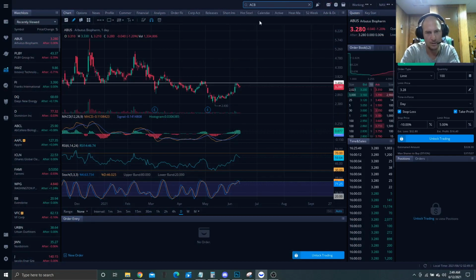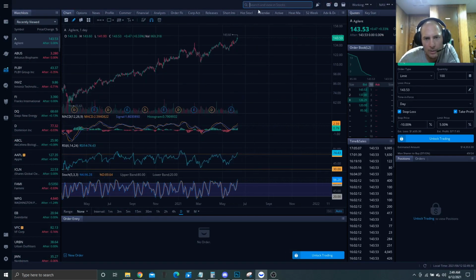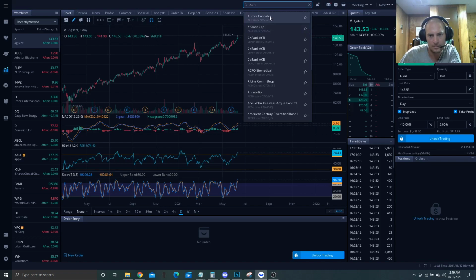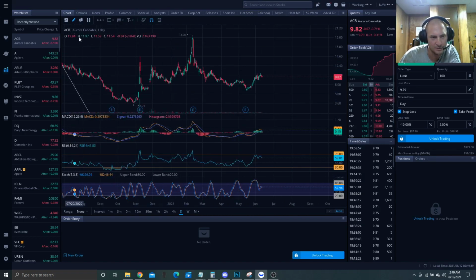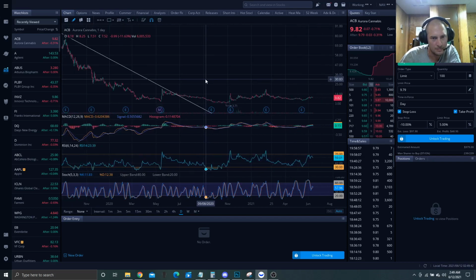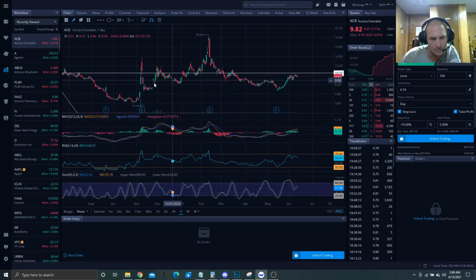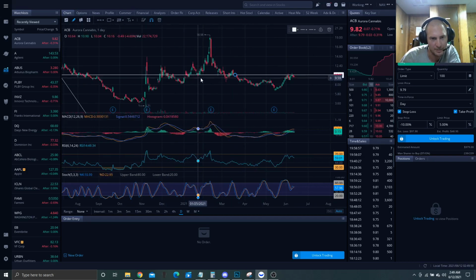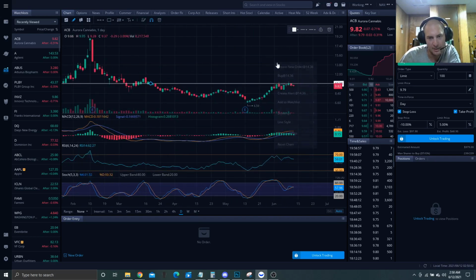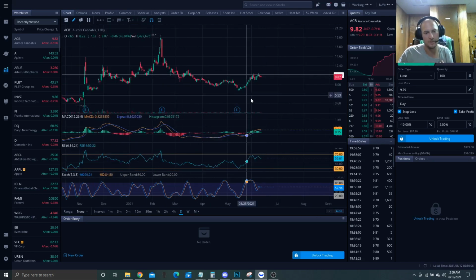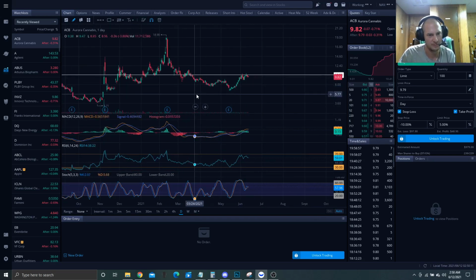ACB. Whoa, wrong ticker. That's Aurora Cannabis. I was actually in this recently. So this is the level we were looking at. Bounce here, roughly around in this area. Right, and then our targets would be roughly here, so that we could get a good, decent risk to reward ratio for that.